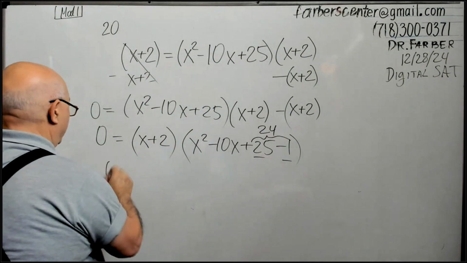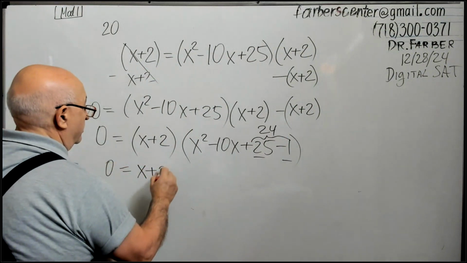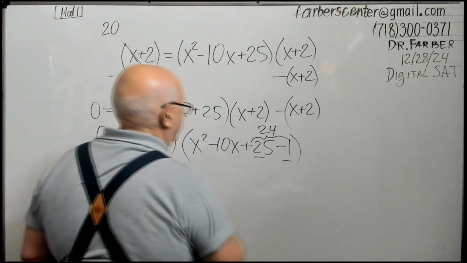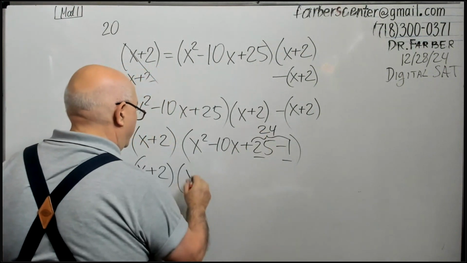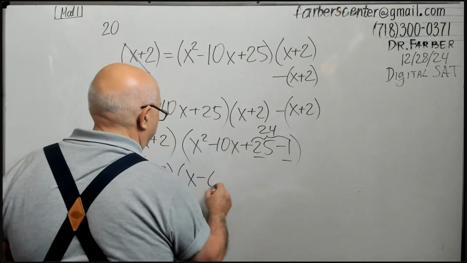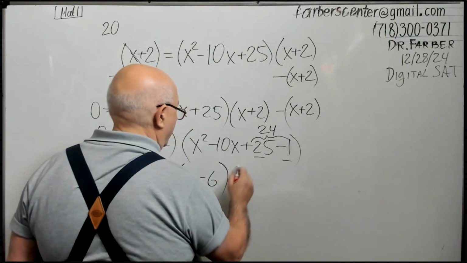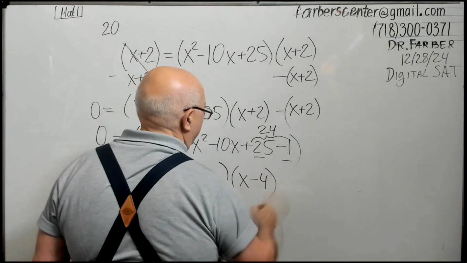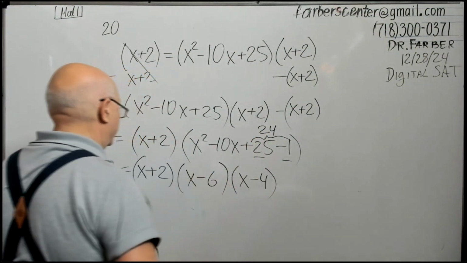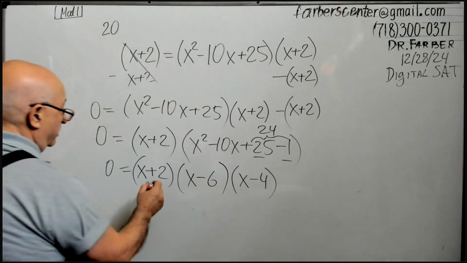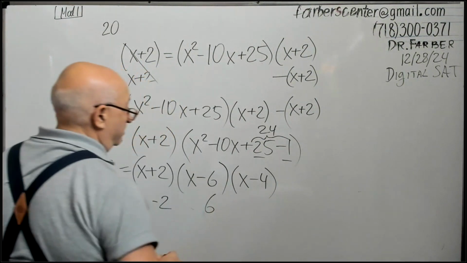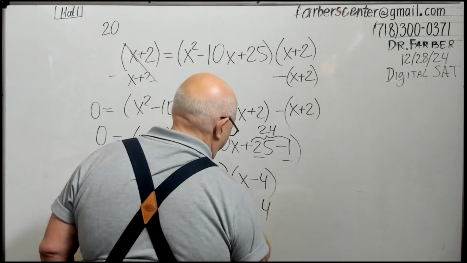And it's the same, 0 equals x plus 2. And now factorize this trinomial. Keep in mind this 24. x minus 6 times x minus 4. 6 times 4 is 24. And this is yes. Now we have three roots. x1 equals -2. x2 equals 6. And x3 equals 4.